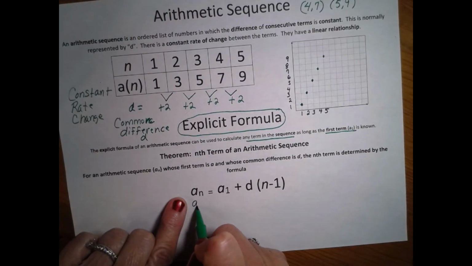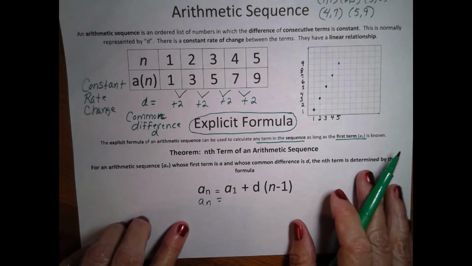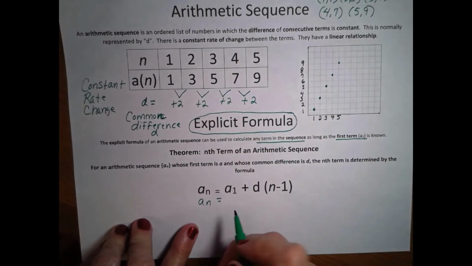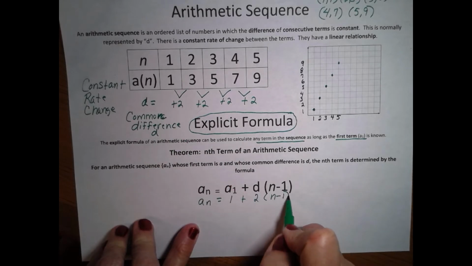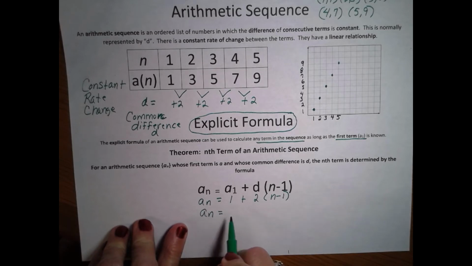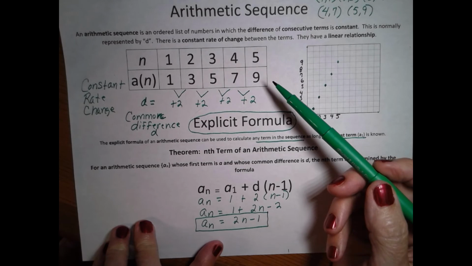a sub n, to be able to find any term in a sequence, is equal to a sub 1. And in this case, I have a sub 1 is 1, plus my difference, which is a positive 2, times n minus 1. a sub n is equal to 1 plus, and I'm going to distribute, 2n minus 2. Then I'm going to combine like terms, so I have 2n minus 1. And this is the explicit form for the finite sequence above.